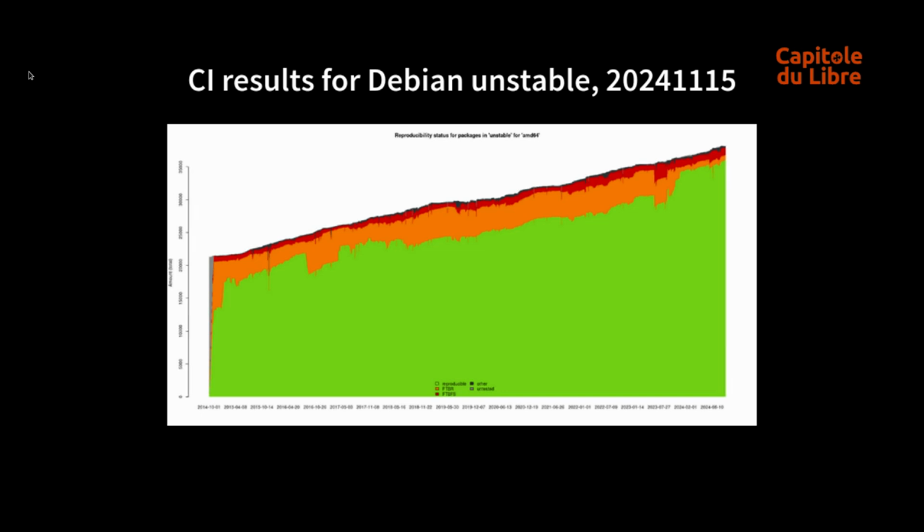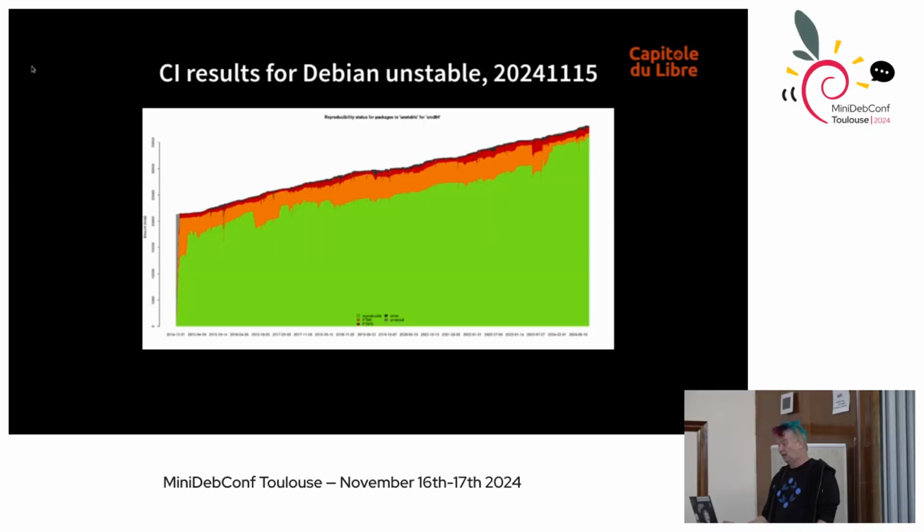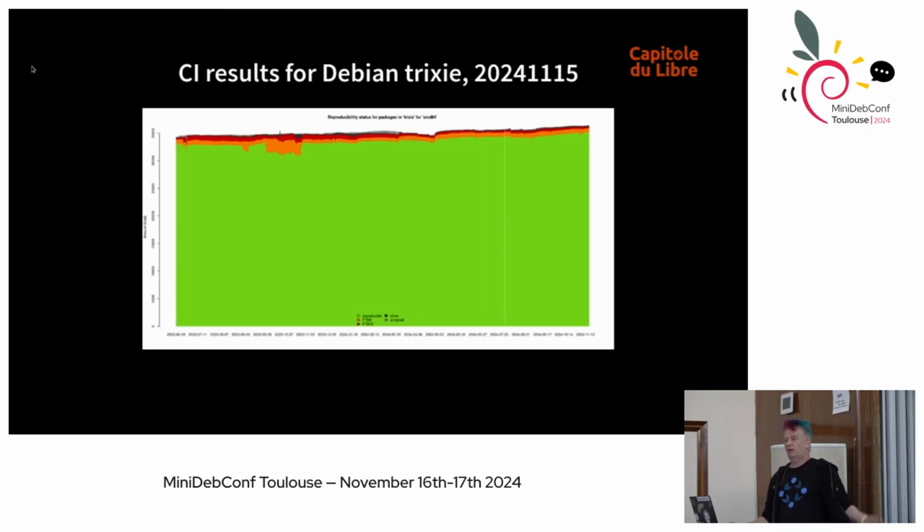So our graph has become a bit longer now, and you see on the right there, this gain is when we stop varying the build path. That gave us 10% more or something. For Trixie, it looks a bit boring. Trixie was always very reproducible. Trixie is awesome.